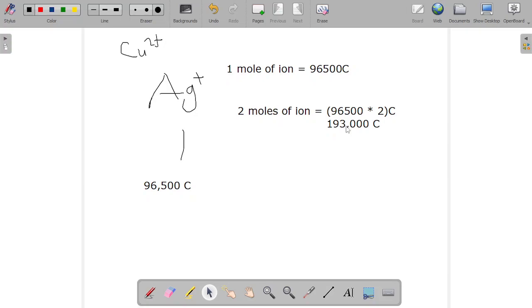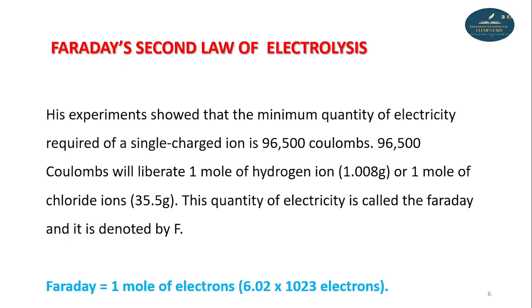It's very important. So now, this quantity of electricity is called the Faraday, and it is denoted by F, which implies that 1 Faraday is equal to 1 mole of electrons. This is different from the mole of the ions. Now, there was actually a break in transmission, so I might have to repeat some things I've said earlier.